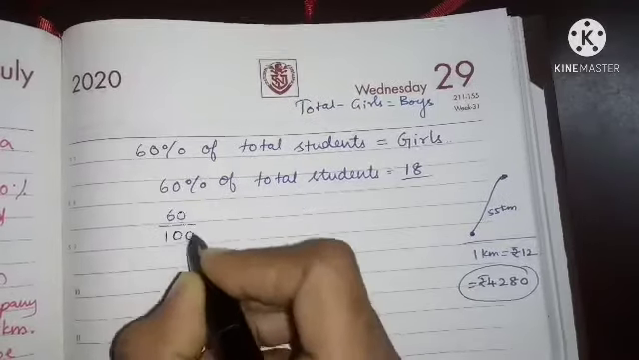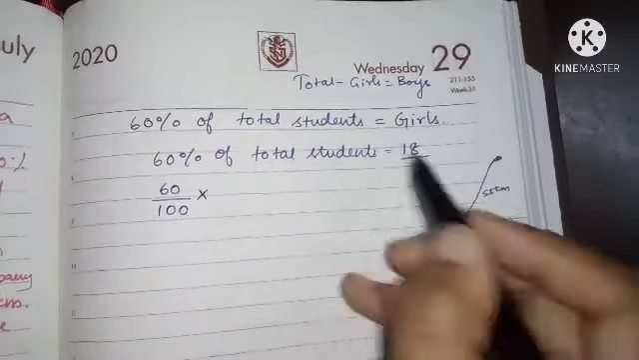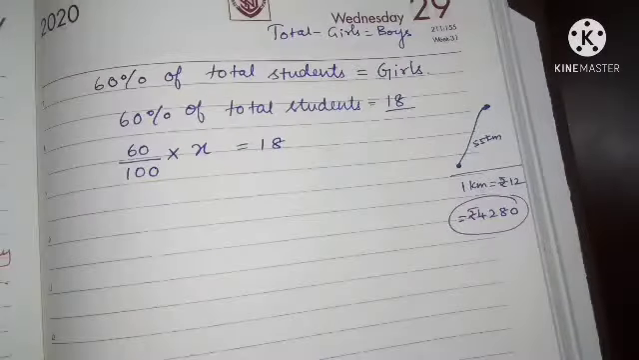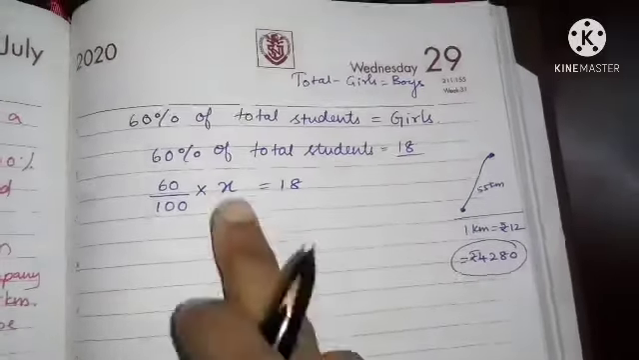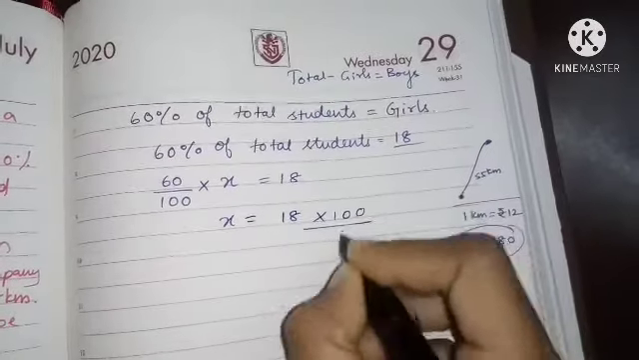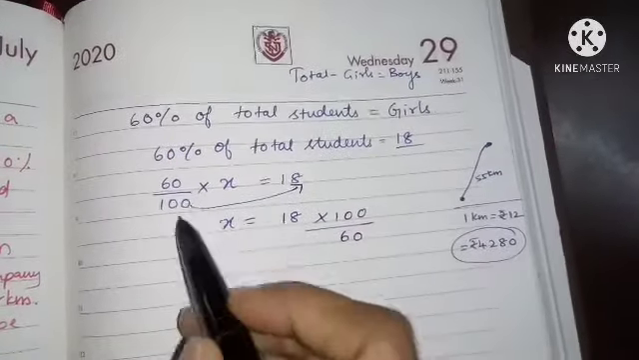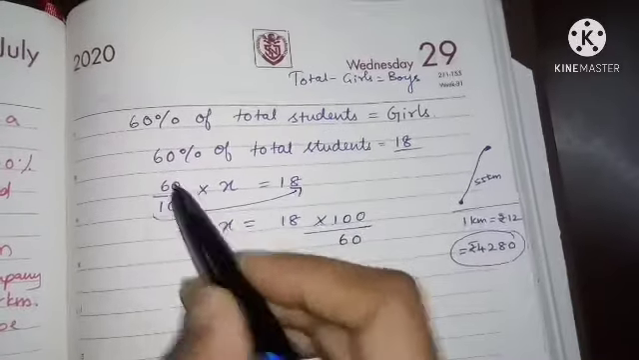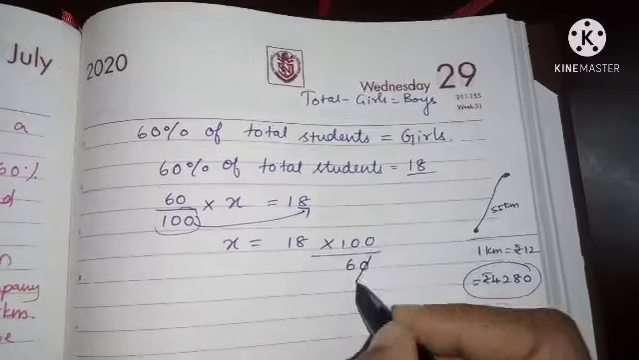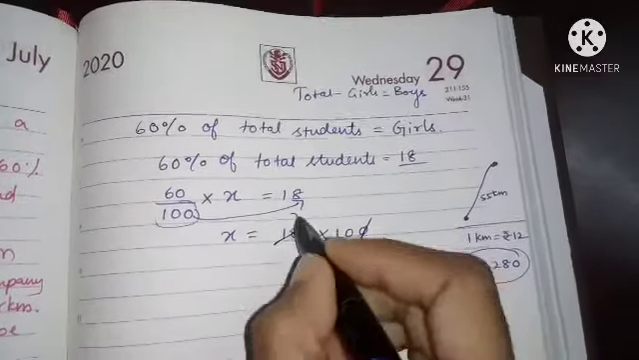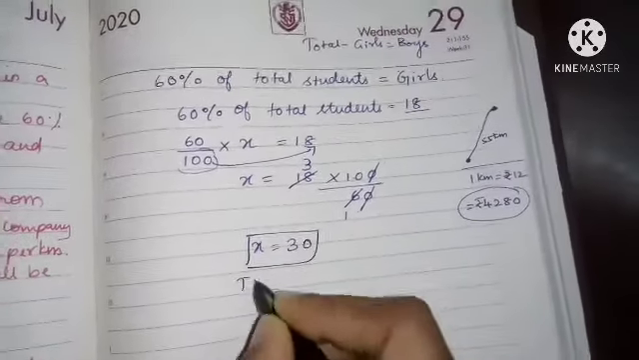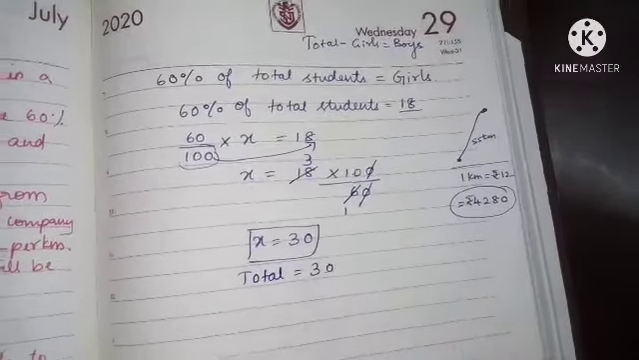60% means 60 by 100. Of means multiplication. Total students I don't know, so I am taking it as x. 60 by 100 into x is equal to 18. I want x, so x is 18 into 100 divided by 60. I am bringing this to the other side. 100 goes to the numerator, 60 comes to the denominator. 60 by 100 has become 100 by 60. 0, 0 cancel. 6 1s are 6, 6 3s are 18. So x is equal to 30. 3 into 10, 30. Total students is 30 students.